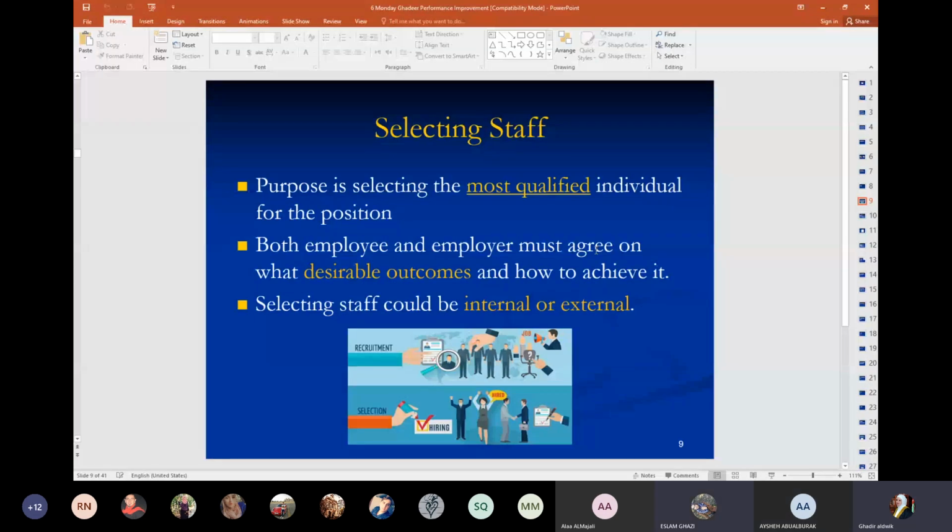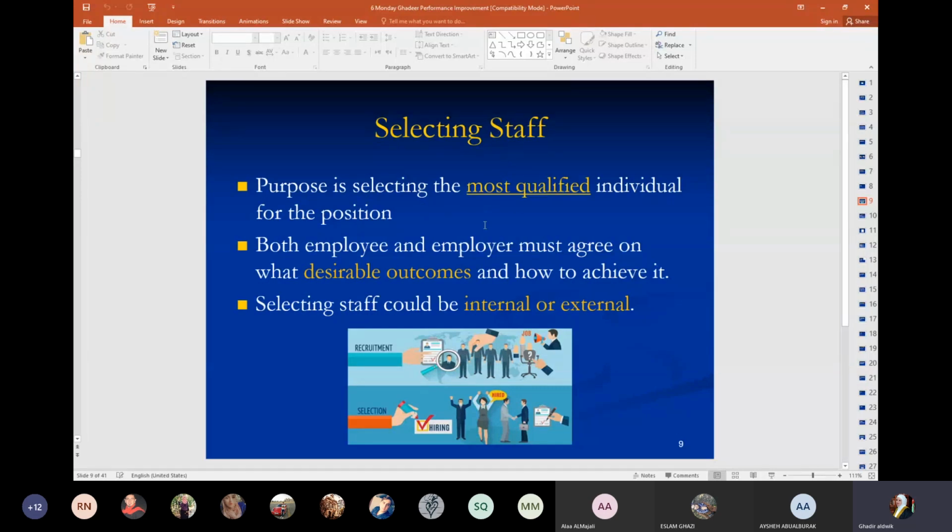So sometimes they perform an interview with the selected employee, or during the recruitment process with the suggested employee, before the decision of hiring or appointment. Okay, so selecting staff is the process of selecting the most qualified individual.